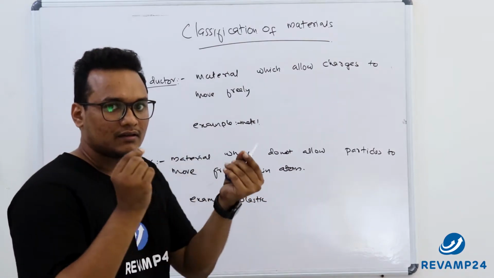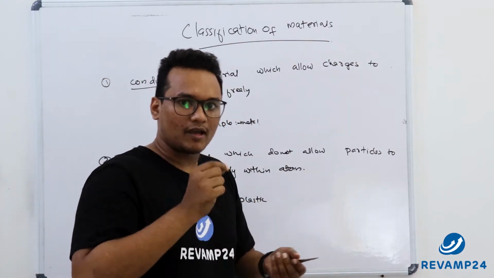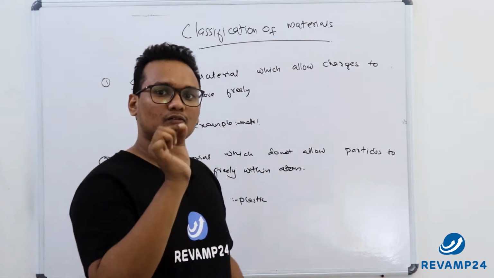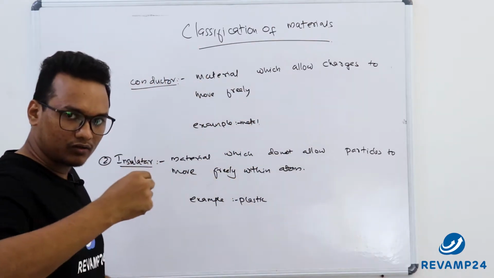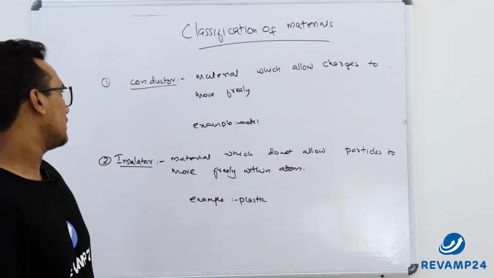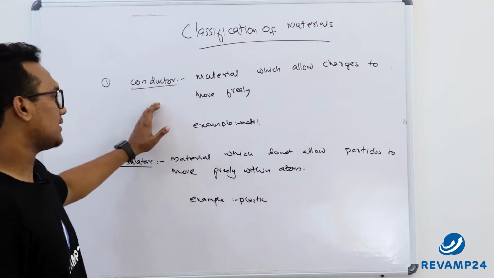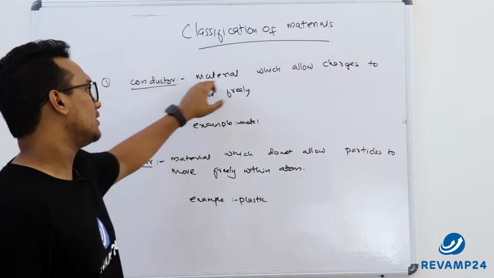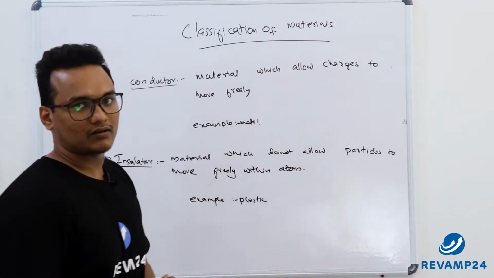So in conductors, when we give a potential difference, when we are giving charge at one end, the material will allow the charge to move freely from one end to another end. That is a conductor. So a conductor has the property called conductivity. This conductivity allows the free charges to move freely across the conductor.